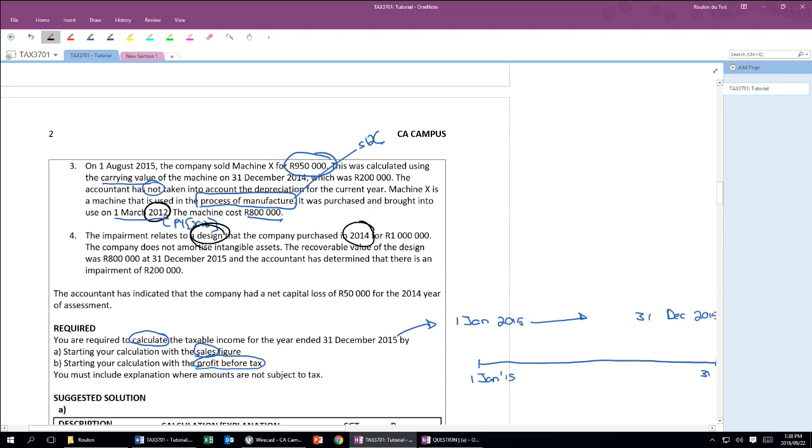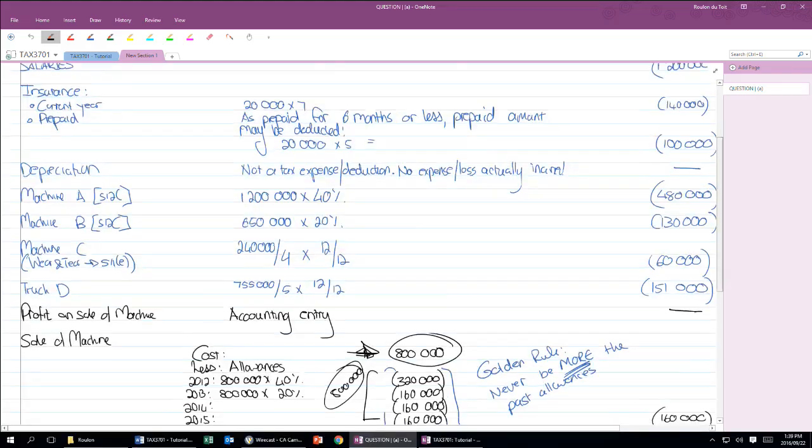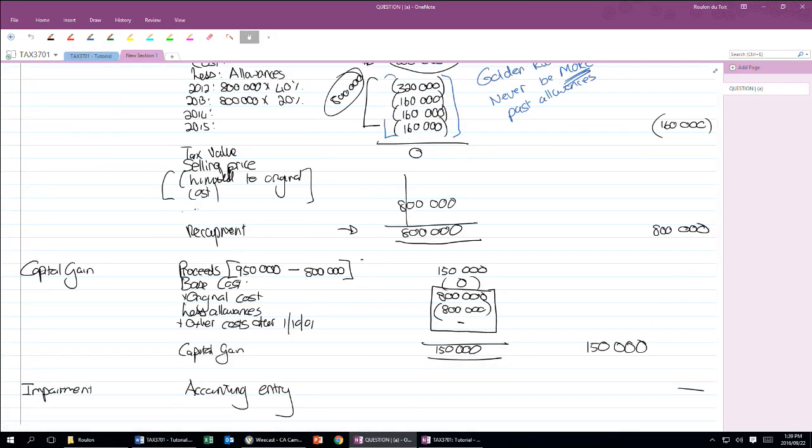The company does not amortize intangible assets. The recoverable value of the design was 800,000 rands at the 31st of December, and the accountant has determined that there is an impairment of 200,000 rands. Alright, so guys, that is a design. So what do we know about designs? We have capital allowances for our designs.